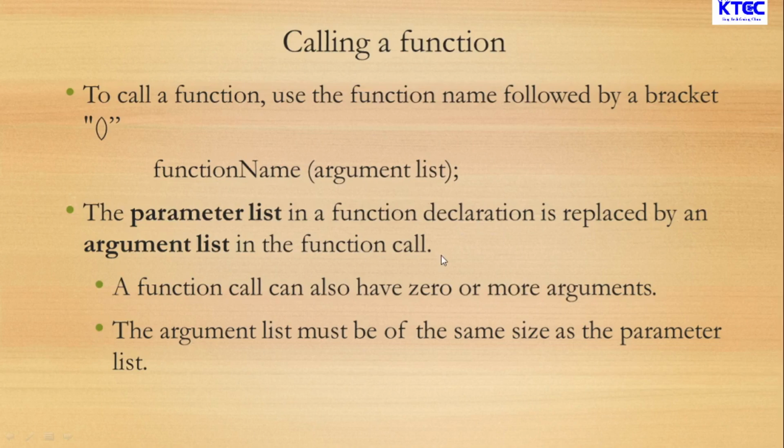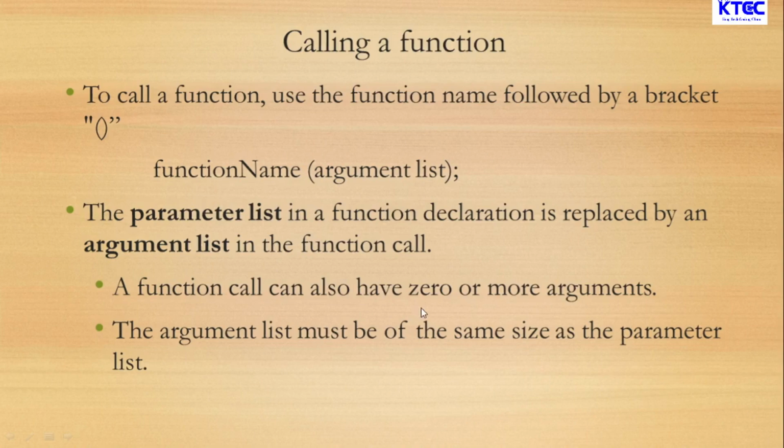The parameter list in the function declaration is replaced by the argument list in the function call. You understand this? When we define a parameter list, it means we put in some values, and those values become what? Arguments. A function call can also have 0 or more arguments. When you call a function, some functions can have 0 arguments. It means they don't need any argument, since you didn't define any parameters for them.